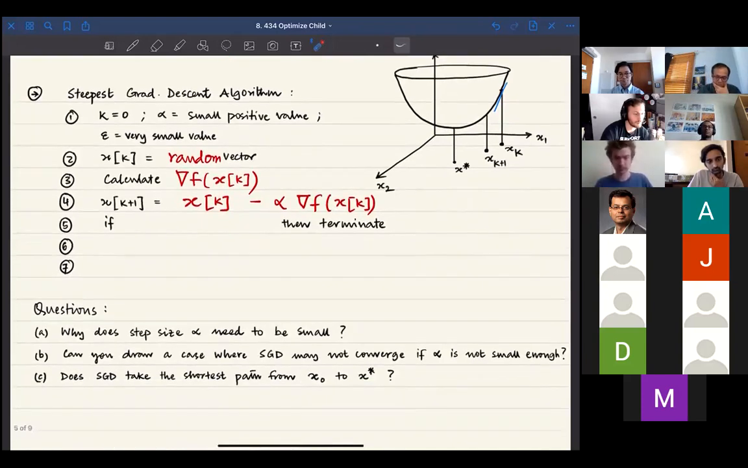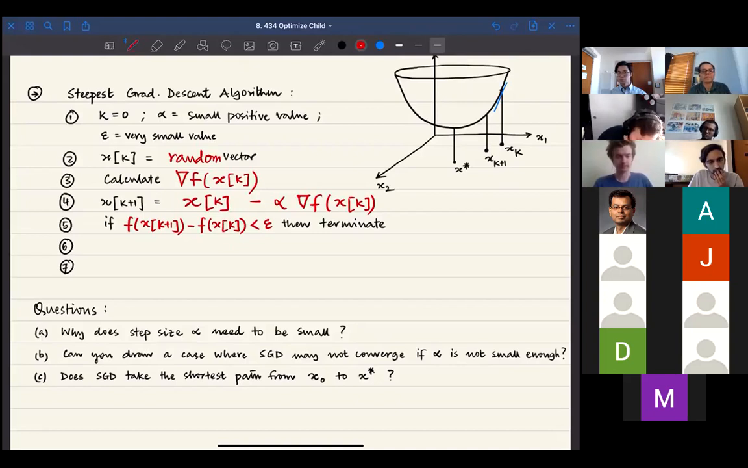Okay. So then when do you stop? You stop if f of x(k+1) minus f of xk is less than that epsilon value that you have chosen. Then terminate. Otherwise, k plus plus, go to line number 3.